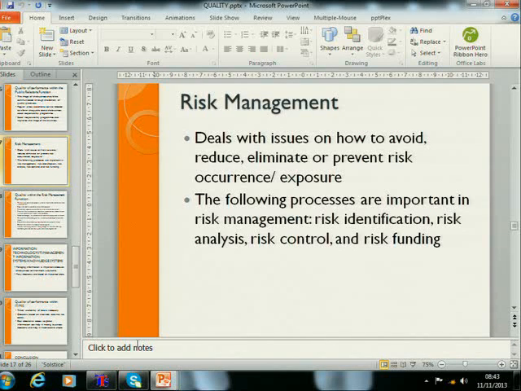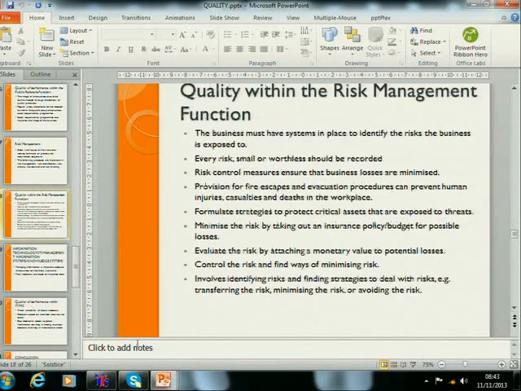They try to analyze those risks, to put them in figures or in values, to say this risk will be equal to this value. They try to control those risks. They try to fund the risks. How do they control? They look at how best they can reduce or eliminate or shift the risks.